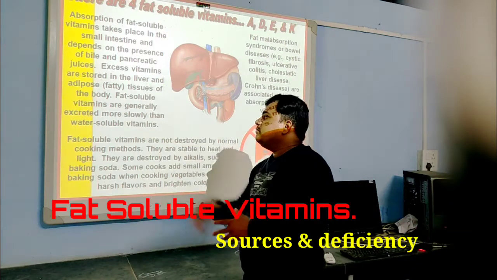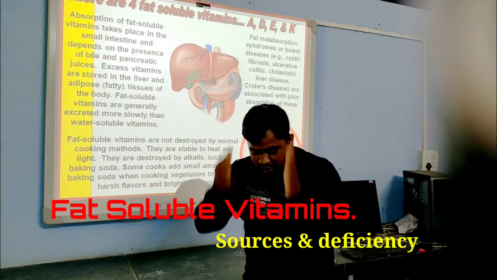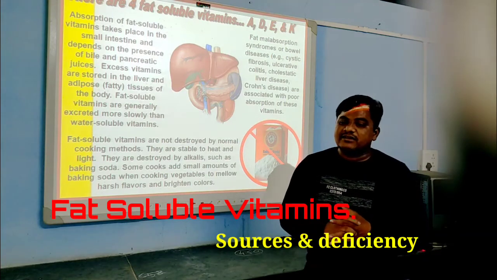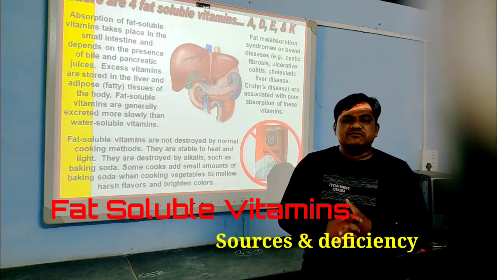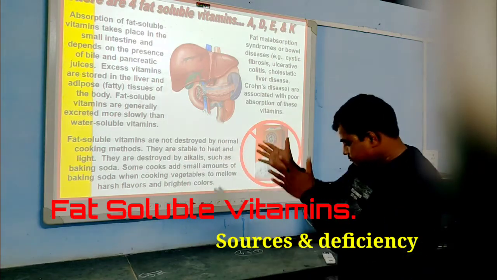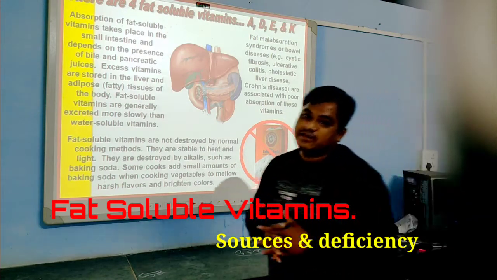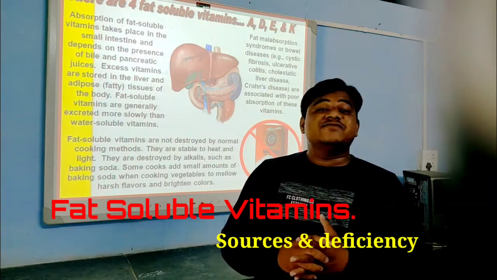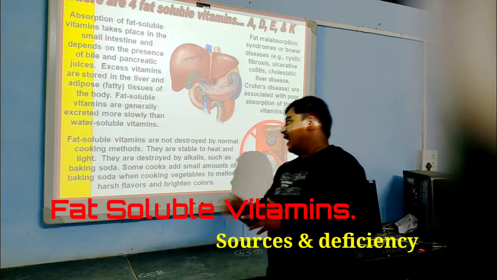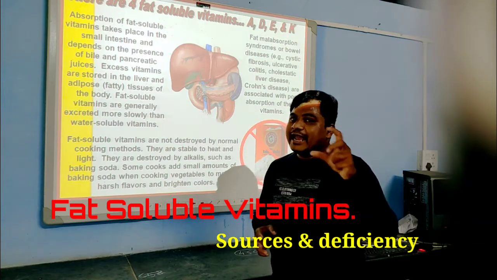The fat soluble vitamins are generally excreted more slowly than water soluble vitamins. One of the very important criteria of the fat soluble vitamins is that they are excreted very slowly as compared to the water soluble vitamins. Now see here, the fat soluble vitamins are not destroyed by normal cooking methods, and they are stable to heat and light.